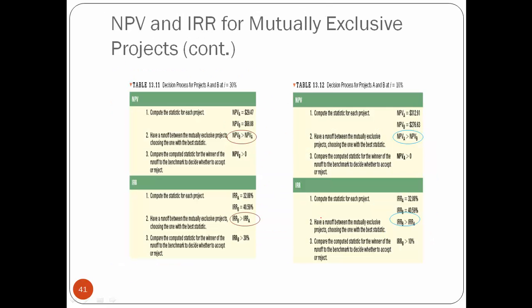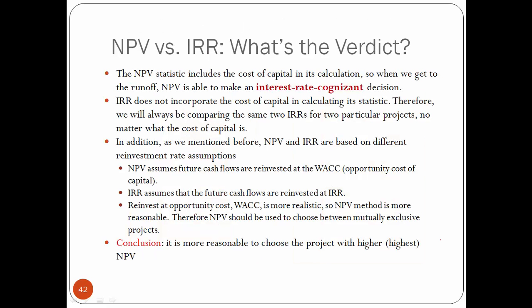So now we have a summary of what we ran into. If the cost of capital is 30%, according to the NPV rule, we choose B. According to the IRR rule, we also choose B. But if the cost of capital is 10%, according to the NPV rule, we choose A, and according to the IRR rule, we choose B. So now it looks like we are in a difficult situation. So what's the verdict? What should we do?